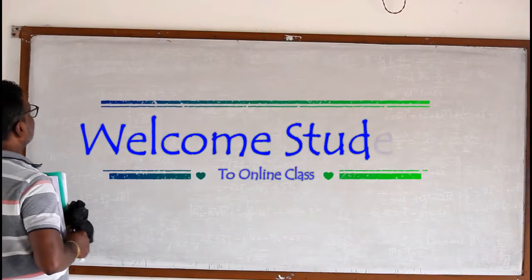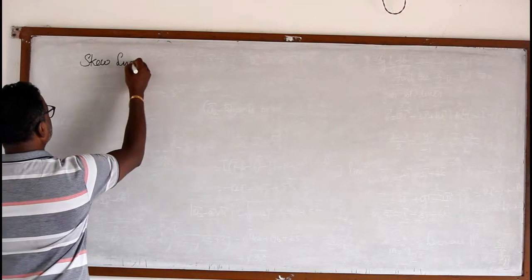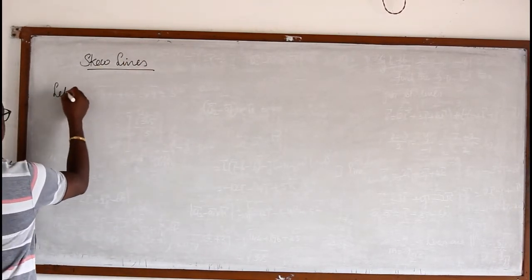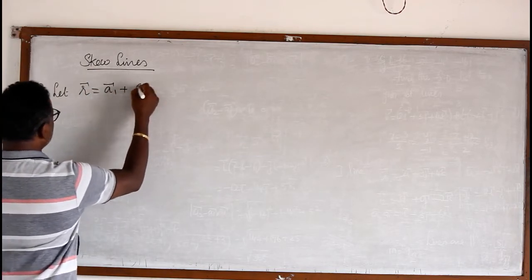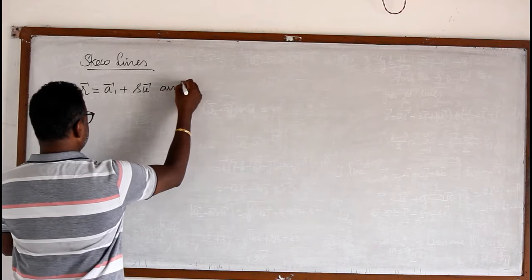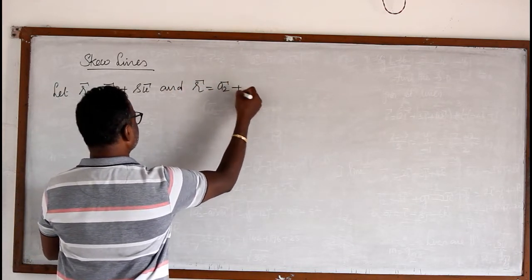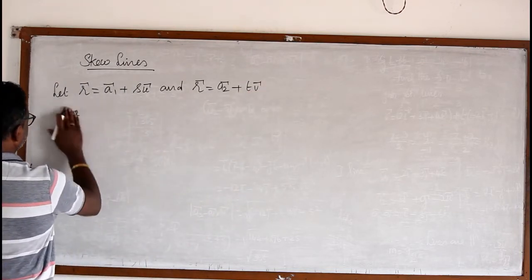Next we shall go for skew lines. Let r vector equal to a1 vector plus s u vector, and r vector equal to a2 vector plus t v vector, be any two lines.